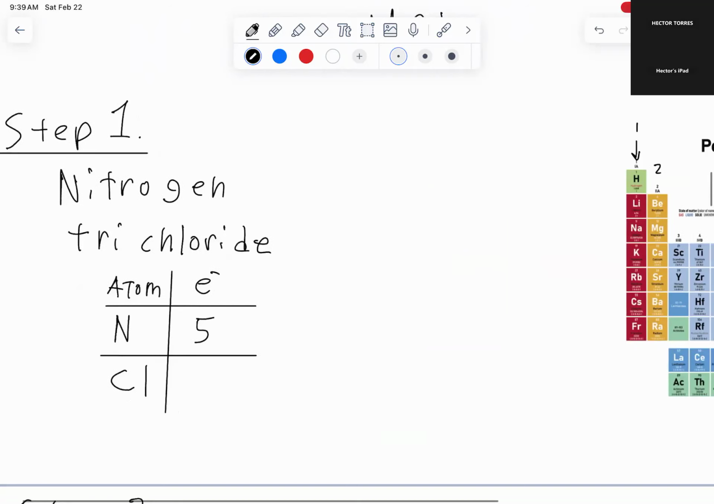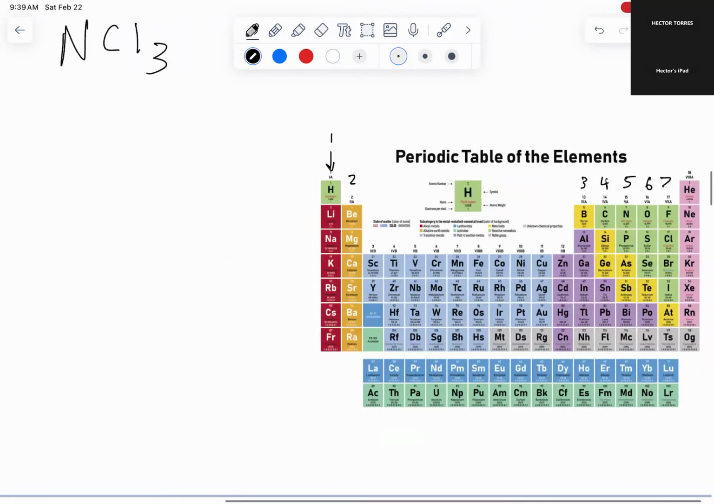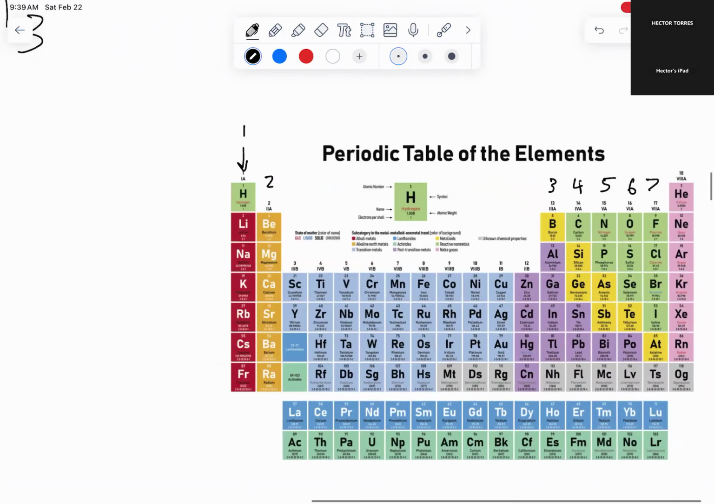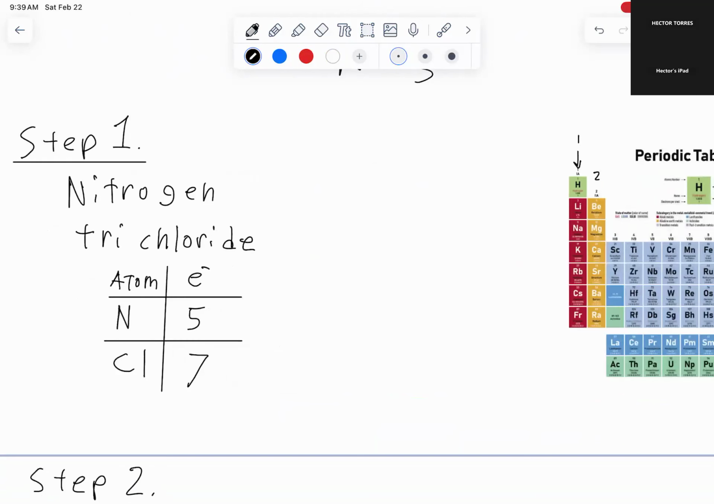Now we're going to be looking at Cl and determining how many valence electrons that one has. So for Cl, we look over here, and it is right here. That shows us that we should have 7 valence electrons. So we write that over here. Okay, so nitrogen 5, Cl 7.